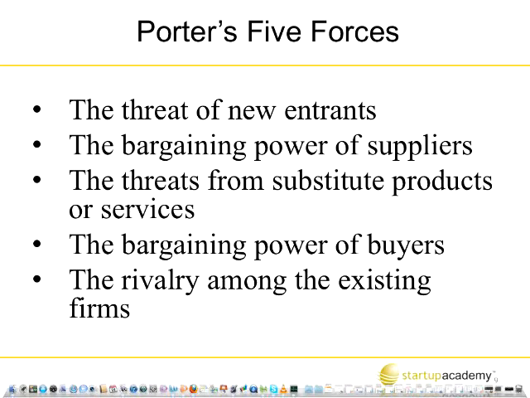Now, Porter had been schooled in industrial economics, which is looking at the structure of industries, and was looking at why some industries are more profitable than other industries. And he developed this framework. By looking at this framework, he was able to determine which industries are more profitable than others, and as a result came up with some so-called generic strategies that we'll talk about in a second. So let's dig a little bit deeper.